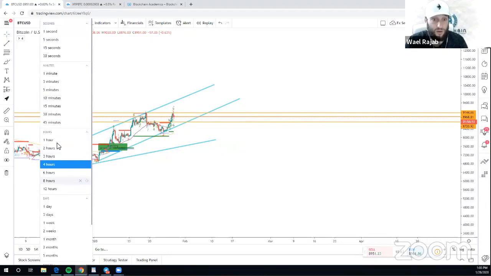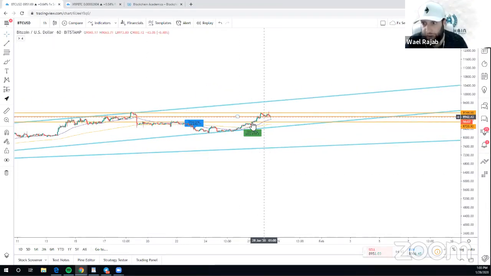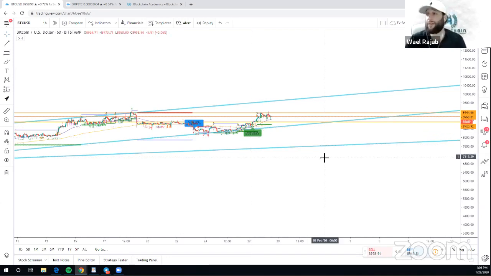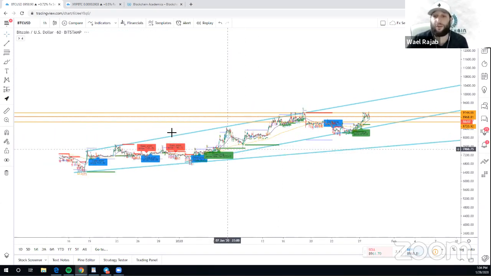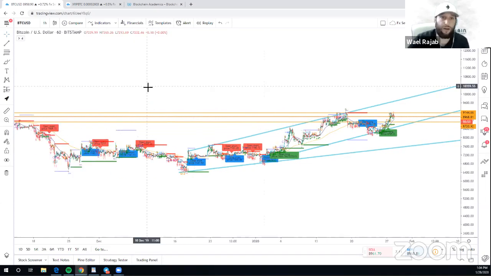Check this out as well. On the 1 hour, I called the latest pump right here, all the way to 9100, 9188 actually, from 8700. That's $450, which is a pretty great price move if you're trading intraday, even if you're just trying to swing trade and you're putting this on the 4 hours.